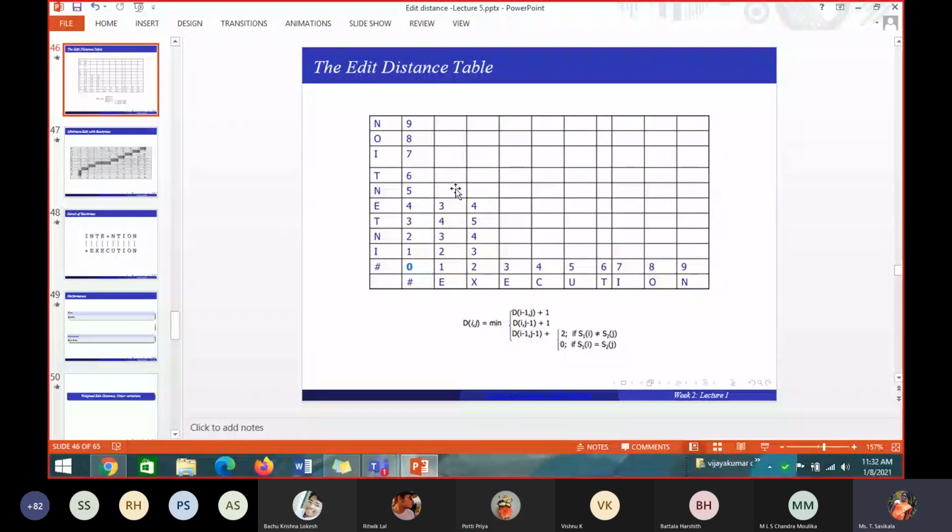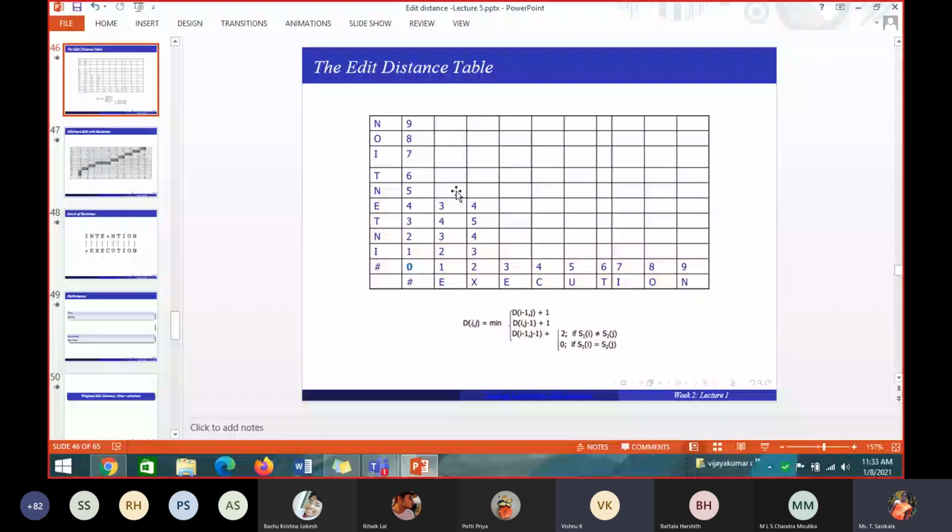Only these 4 boxes. Can you tell me what value you are getting for N and E? 4. Everyone is getting 4 for N and E. Next one, T and E. 5, ma'am. Everybody is getting 5. Yes or no? I am shouting and nobody answers. At least some students can tell, right? It's correct, we're getting it, ma'am.